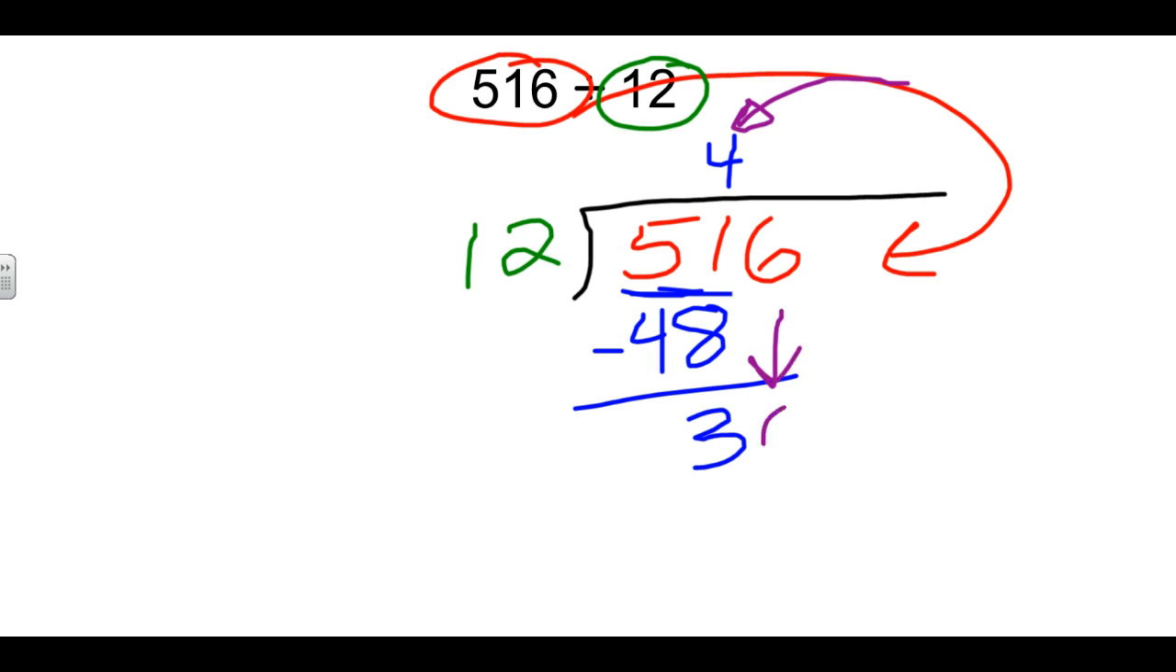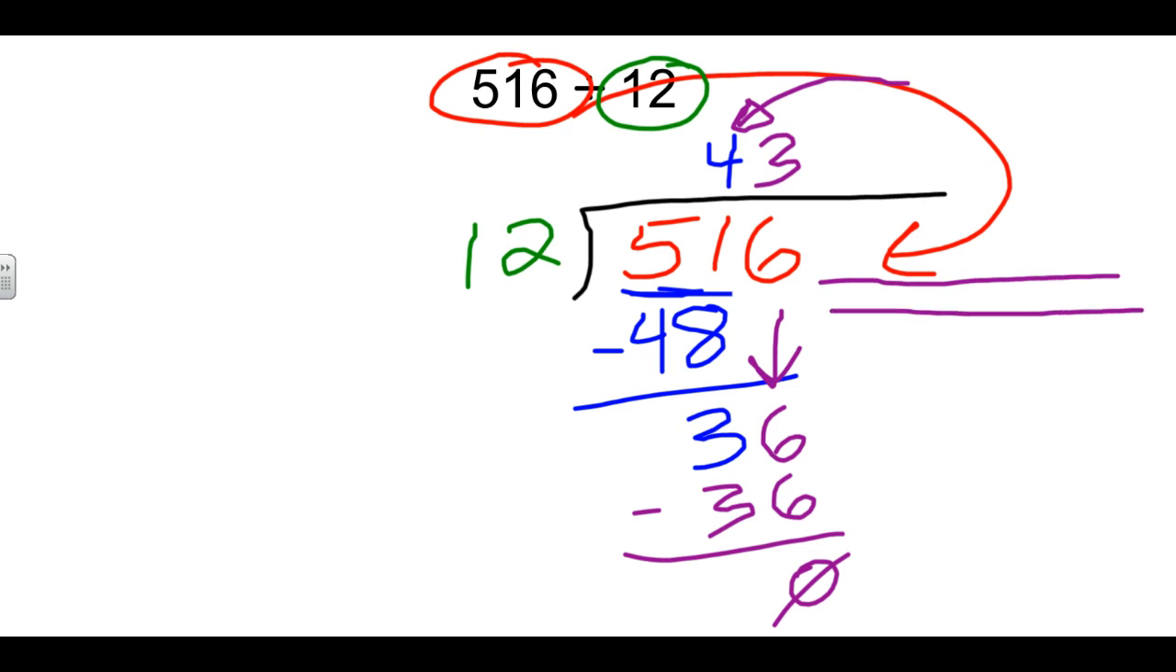We'll drop down the 6 because now we're looking at 36, and 12 goes into 36 3 times. 36 minus 36 is 0, and so now we're done. We have no more interesting digits in the dividend. In fact, we've hit the decimal point, and there are no other whole place digits, and we have a 0 as a remainder, so we can just stop. So that means that our quotient is 43.